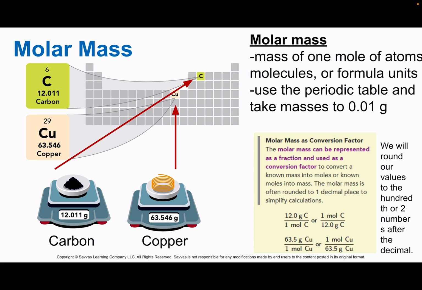So let's take carbon, for example. If we find carbon on our periodic tables, you might want to grab one. It's 12.011 grams. So if we were to scoop up a mole of carbon, put it on a scale, it would weigh 12.011 grams of carbon. Take copper, for example. If we scooped up 6.02 times 10 to the 23rd atoms of copper, put it on a scale, it would weigh 63.546 grams of copper. So, long story short, we're going to say 1 mole equals the periodic table mass. That's our newest conversion factor.